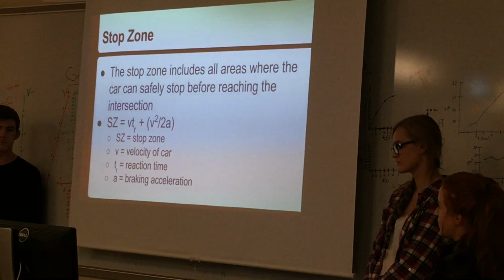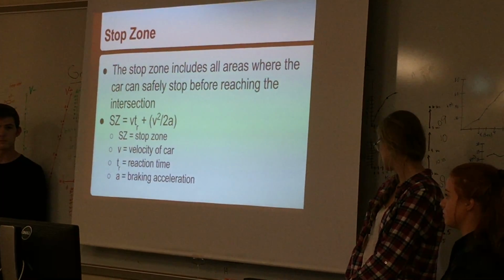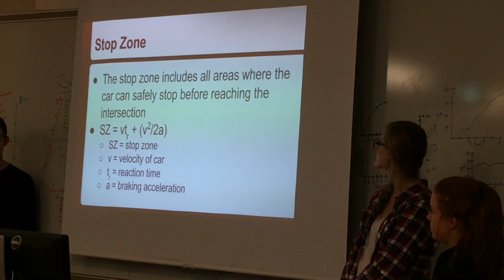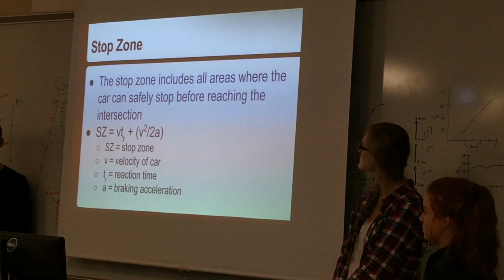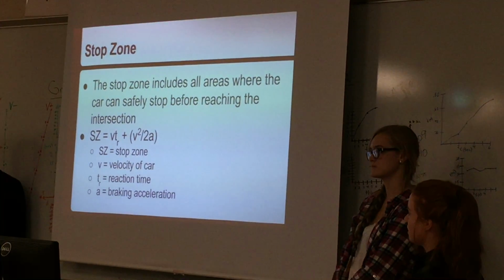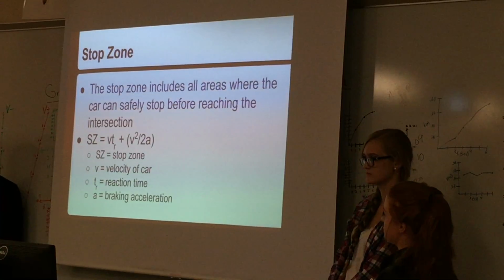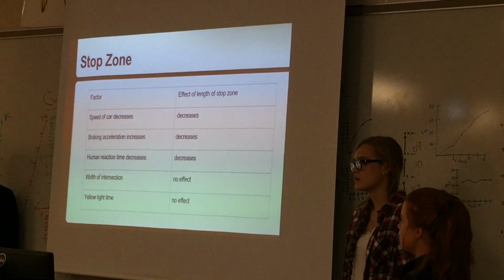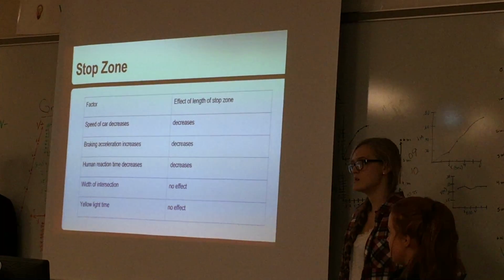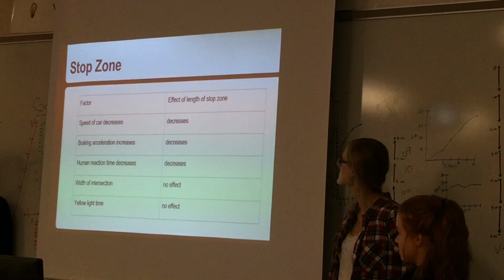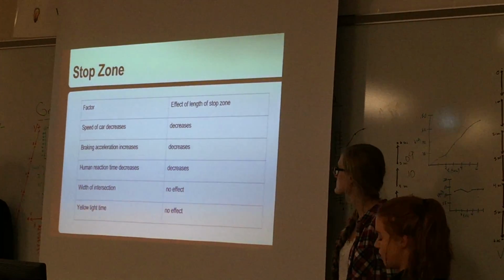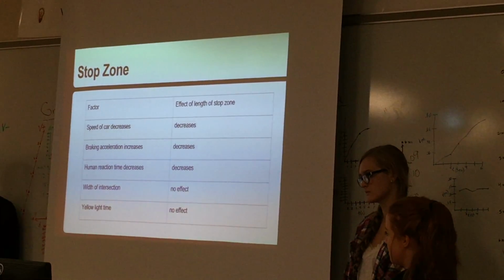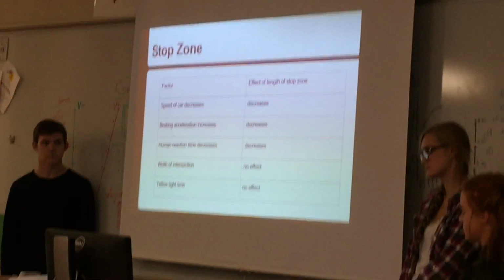The stop zone includes all areas where the car can safely stop before reaching the intersection, and it is equal to the velocity of the car multiplied by the reaction time plus the square of the velocity divided by 2 times the braking acceleration. These are the factors that affect the stop zone. If the speed of the car decreases, the braking acceleration increases, or the human reaction time decreases, it all decreases the length of the stop zone. If the width of the intersection or the yellow light time changes, there's no effect.